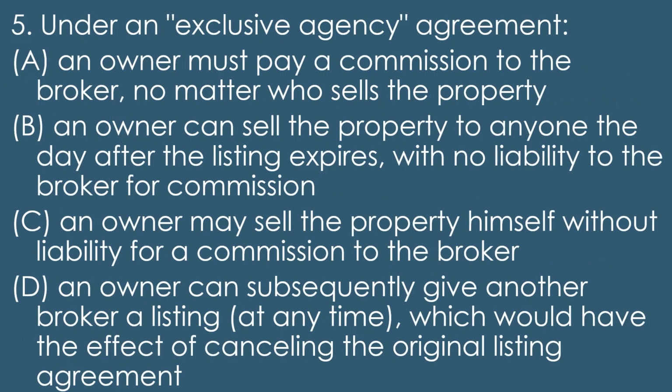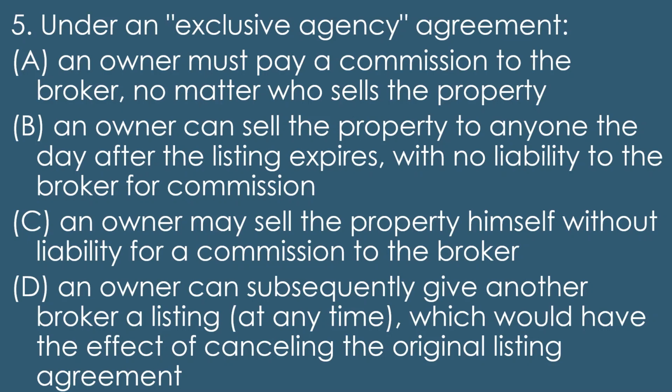5. Under an exclusive agency agreement, A, an owner must pay a commission to the broker no matter who sells the property. B, an owner can sell the property to anyone the day after the listing expires with no liability to the broker for commission. C, an owner may sell the property himself without liability for a commission to the broker. D, an owner can subsequently give another broker a listing at any time, which would have the effect of canceling the original listing agreement. So we're talking about an exclusive agency listing agreement.